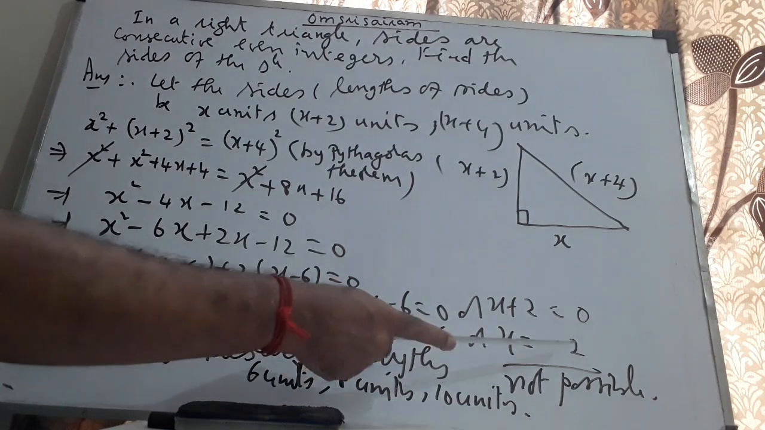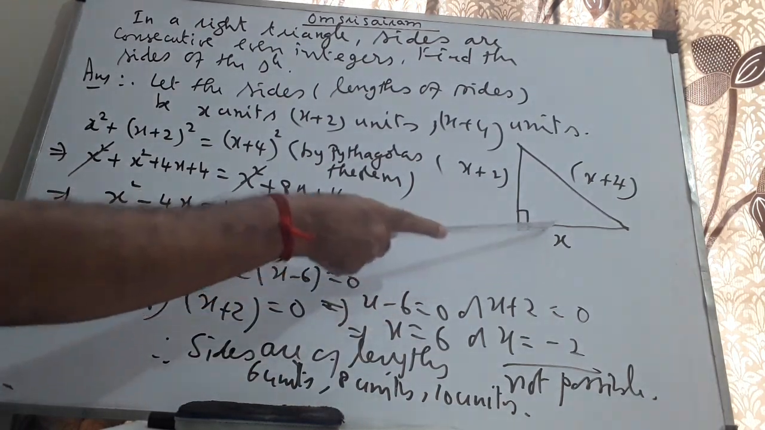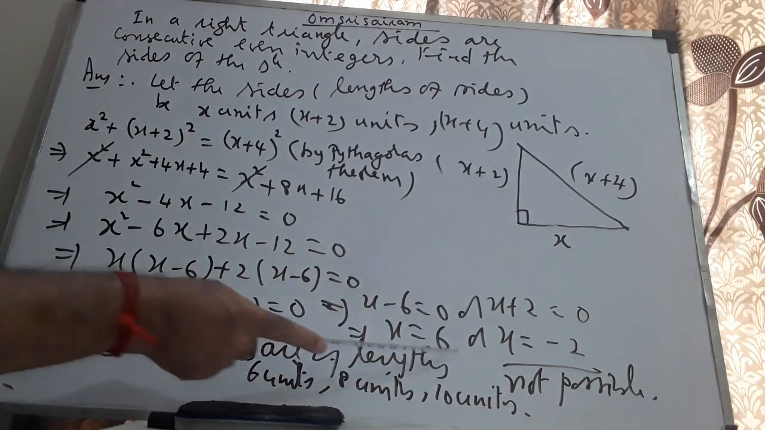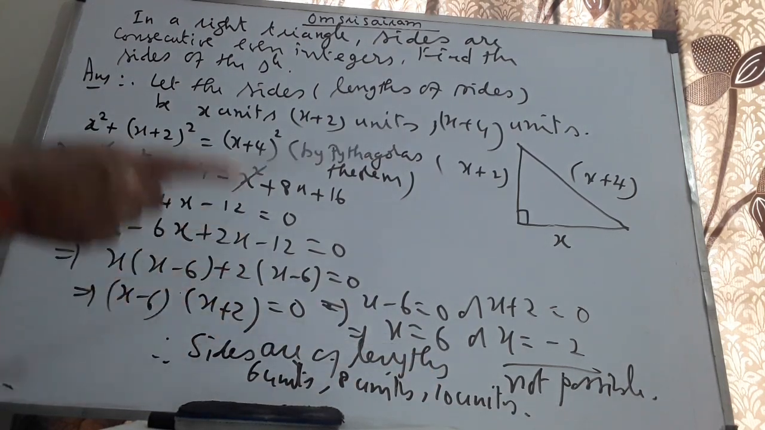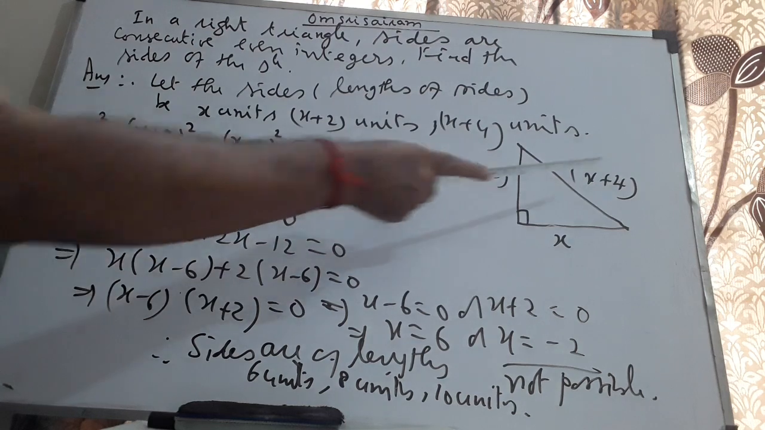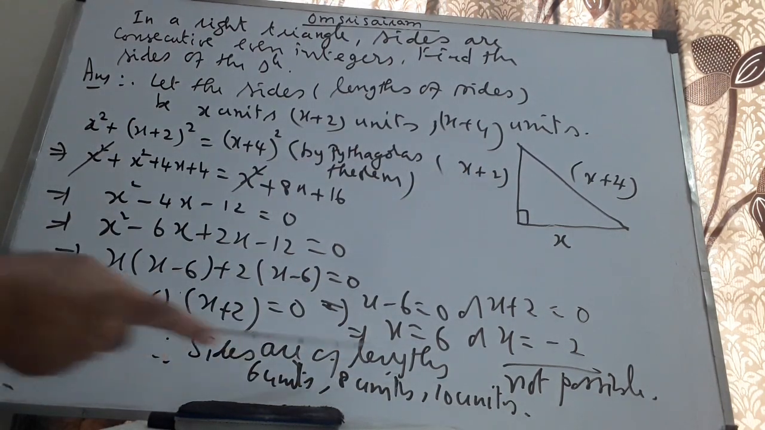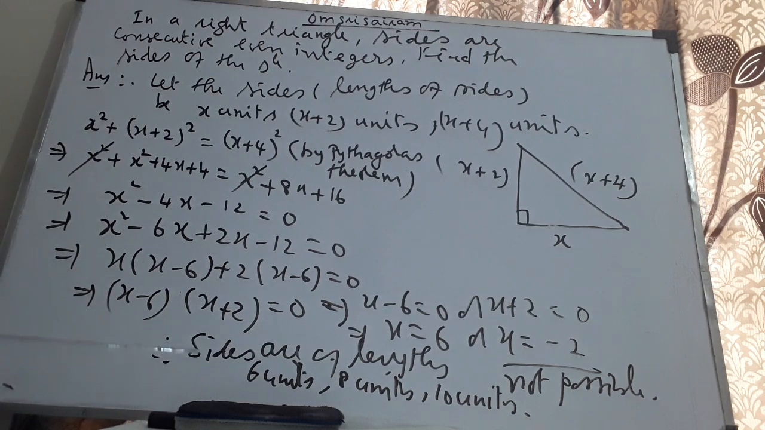x equal to 6 or x equal to minus 2. But the side of a triangle can never be negative, so x equal to minus 2 is ruled out. x equal to 6 is the only solution. And when x is 6, the other two sides are 8 and 10. The three sides are of length 6 units, 8 units, 10 units.